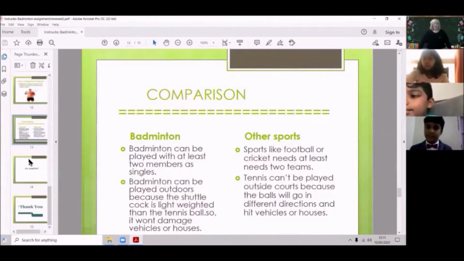Comparison. Badminton is played with at least 2 members as singles. Badminton can be played outdoors because the shuttlecock is lighter than the tennis ball, so we don't damage vehicles or houses. Sports like football or cricket need at least 2 teams. Tennis can't be played on outdoor courts because the balls will go in different directions and hit vehicles and houses.